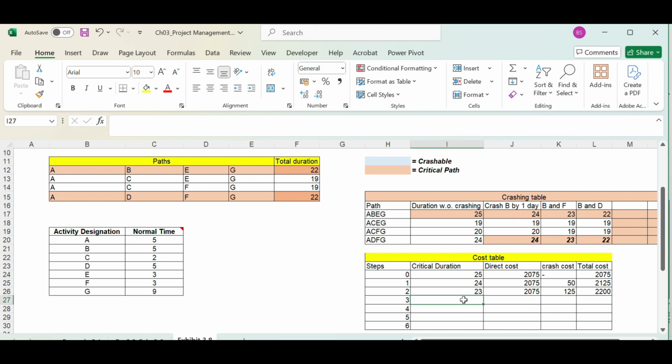Now the cost involved for this iteration: the direct cost is 2075. The crashing cost is 275 because it's 125 plus 50 plus 100, right? 275 is here, and this is 2075. Now the total cost is 2350.